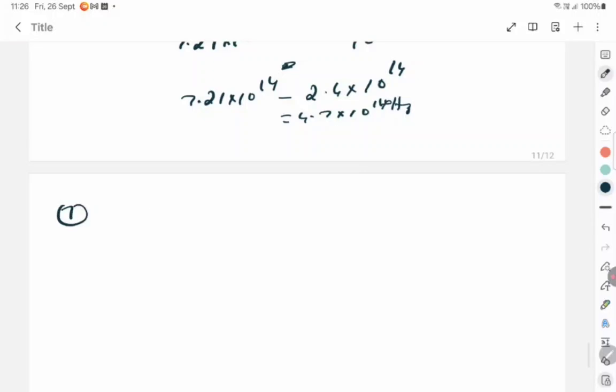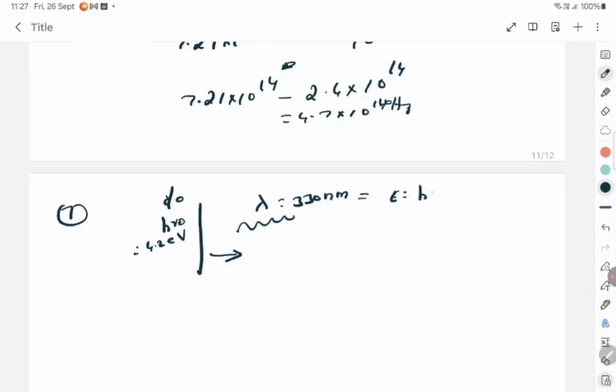It's the 7th question. The work function for a certain metal, h nu naught or phi naught, is given to be 4.2 electron volt. Will this metal give photoelectric emission for an incident radiation of wavelength 330 nanometer? So immediately you write this to be energy, and E is equal to h into c by lambda. So if you need the answer in electron volt, you also have to divide it by e. So you get the energy of the incident radiation in electron volt itself now.